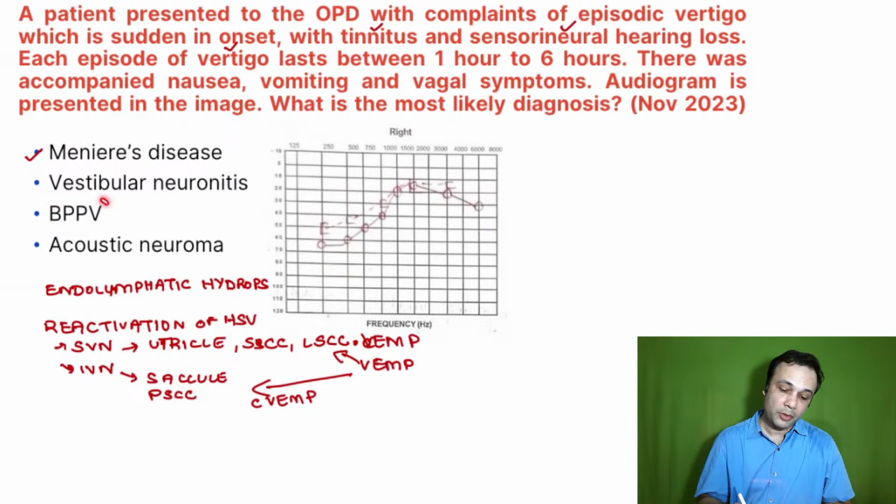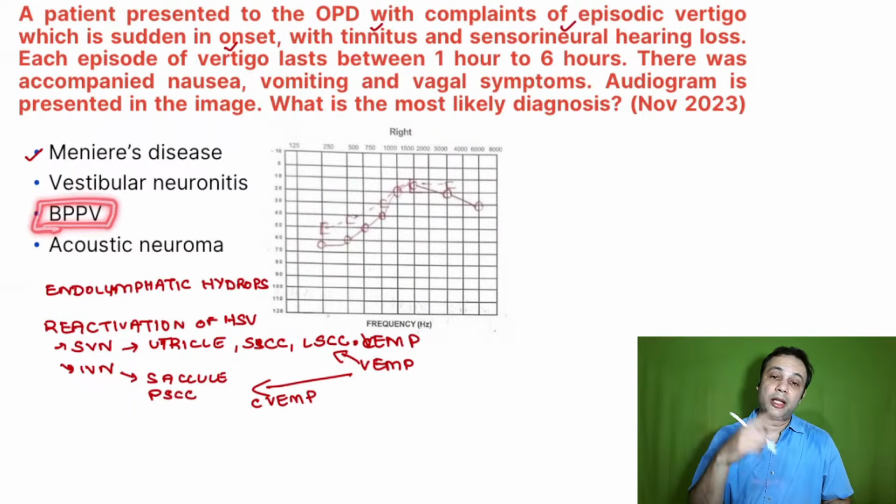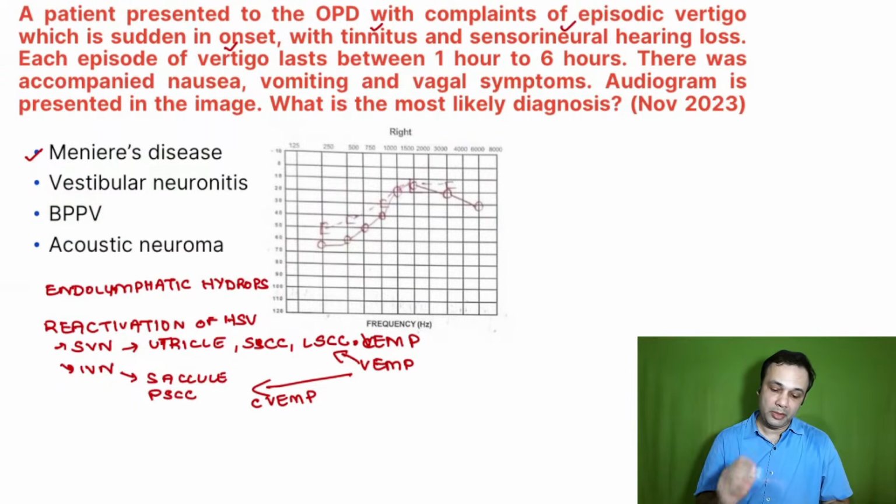So when you talk about benign paroxysmal positional vertigo, it is episodic. It is based on the movement of the head. When you move the head, the otoliths move in the semicircular canal and you tend to get a vertigo spell, right? We'll talk a little bit more about that. There is an MCQ based on BPPV as well.